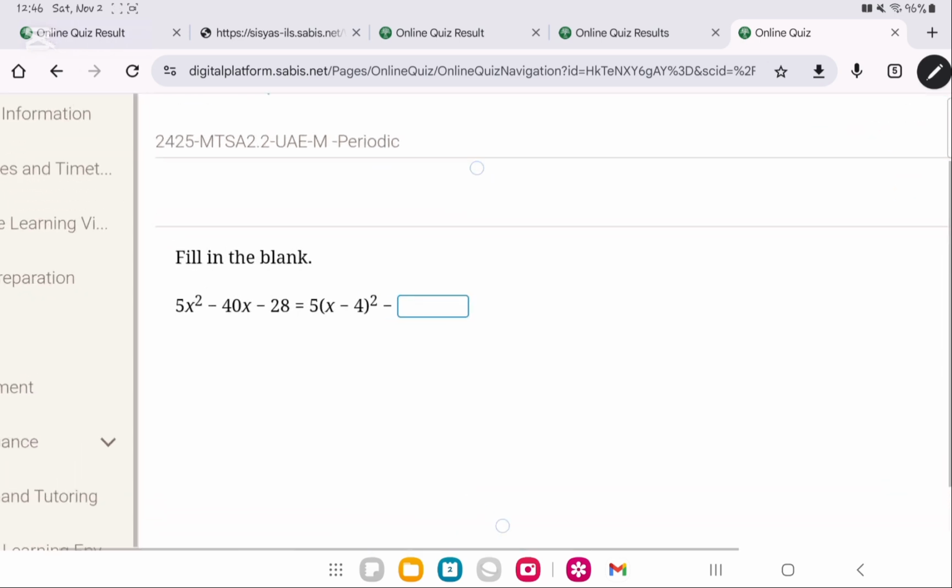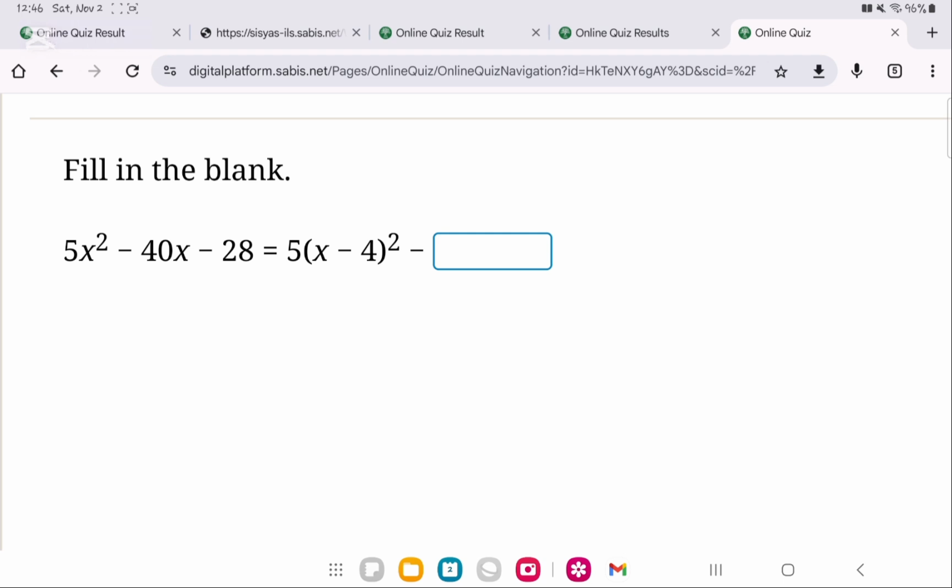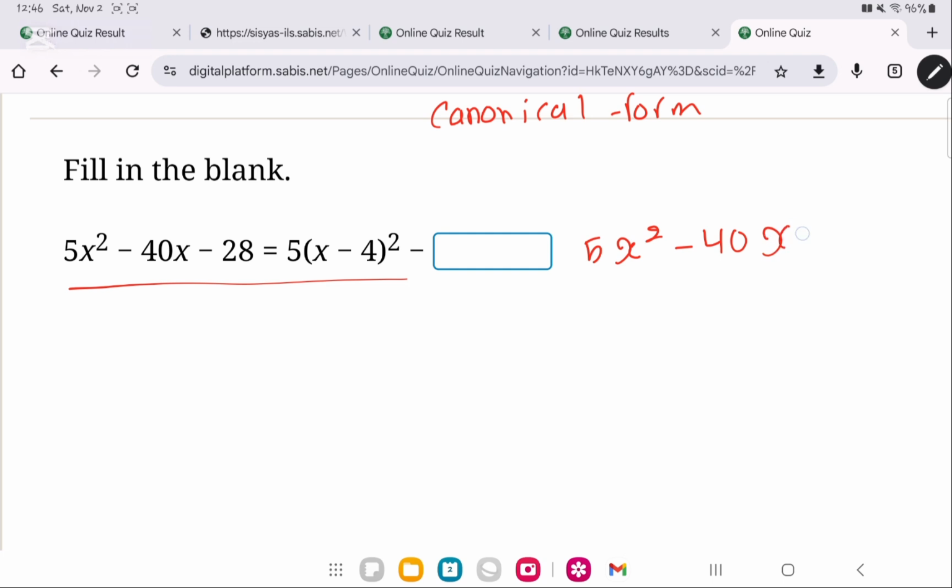We proceed to question number 5. They didn't ask us anything, but looking at it, you'll notice something familiar. What they want us to do here is the canonical form. Very simply, to find the canonical form, let's do it step by step. First thing, we have this quadratic, which is 5x squared minus 40x minus 28.